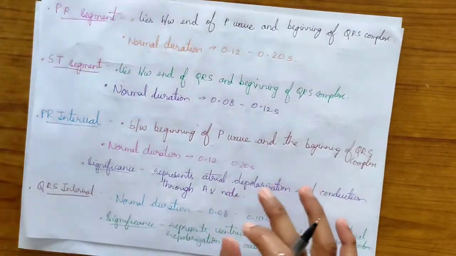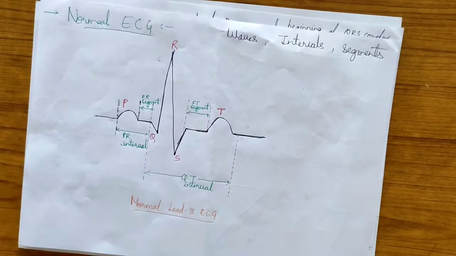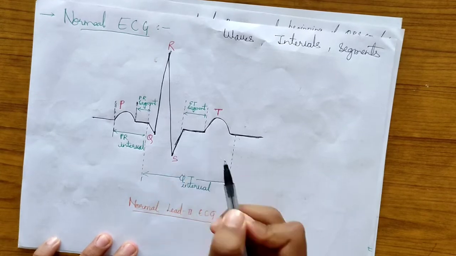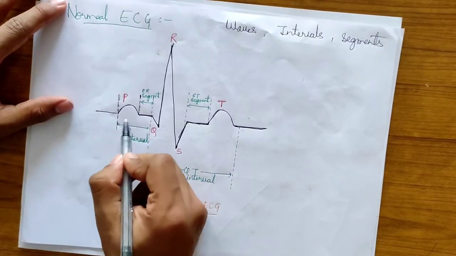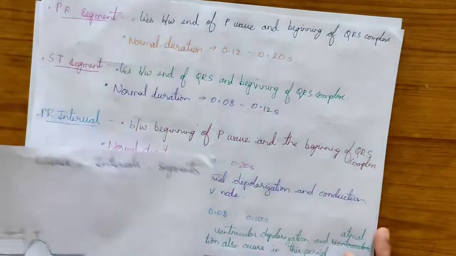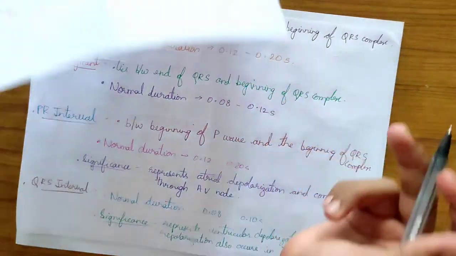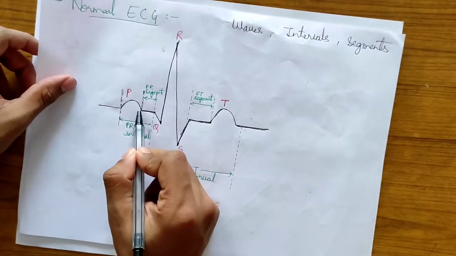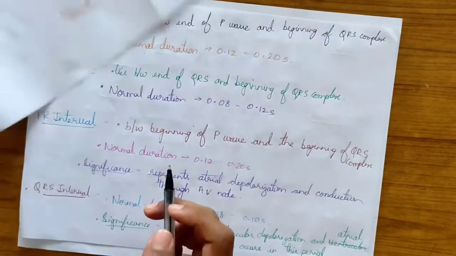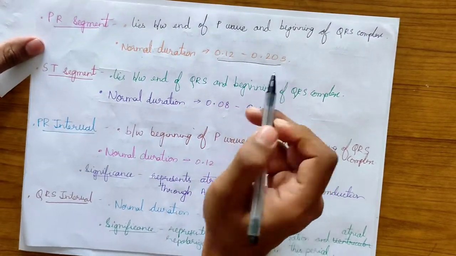Now let's talk about the PR segment. A segment generally means a flat line. So this is the PR segment, and there is also the ST segment here. An interval contains a wave plus a segment, whereas a segment is only a flat line. The first one is the PR segment. It lies between the end of the P wave and the beginning of the QRS complex. The PR segment normal duration is 0.12 to 0.20 seconds.